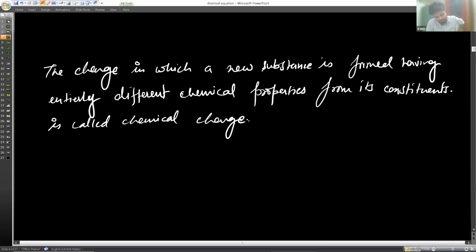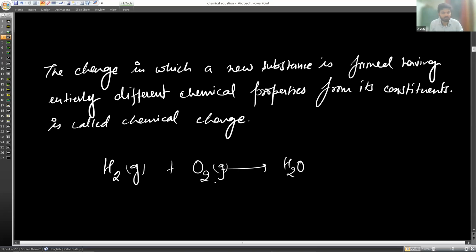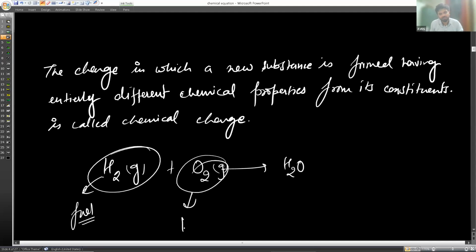Okay, if I ask you one thing here: hydrogen gas, when it reacts with oxygen gas, gives you water. Now you see here that this is a fuel. This helps in combustion, helps in burning.